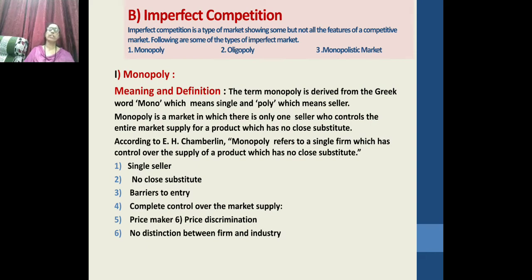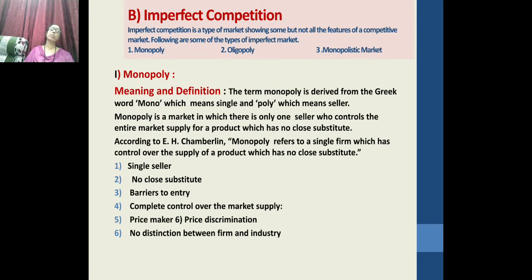Now when we studied the definition itself, we understood what is monopoly. Monopoly means single seller. So the first feature of monopoly is single seller. Single seller means in the monopoly there is no competition. Why? Because there is only one producer or seller. But the number of buyers, there are many buyers there.